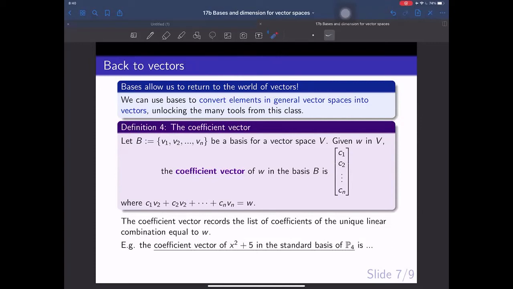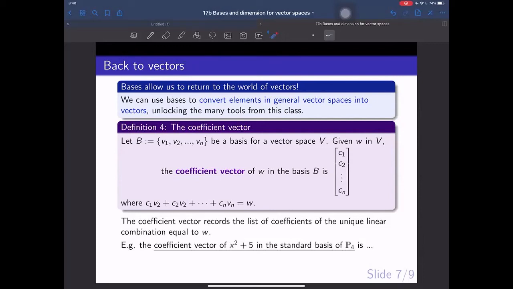We have been talking about general vector spaces for a while. Let us now go back to the world of vectors. In fact, we can use bases for general vector spaces to convert elements in a general vector space into vectors. And this is nice because many of the tools from this class involving vectors are tools that are easy to compute either by hand or with a computer.